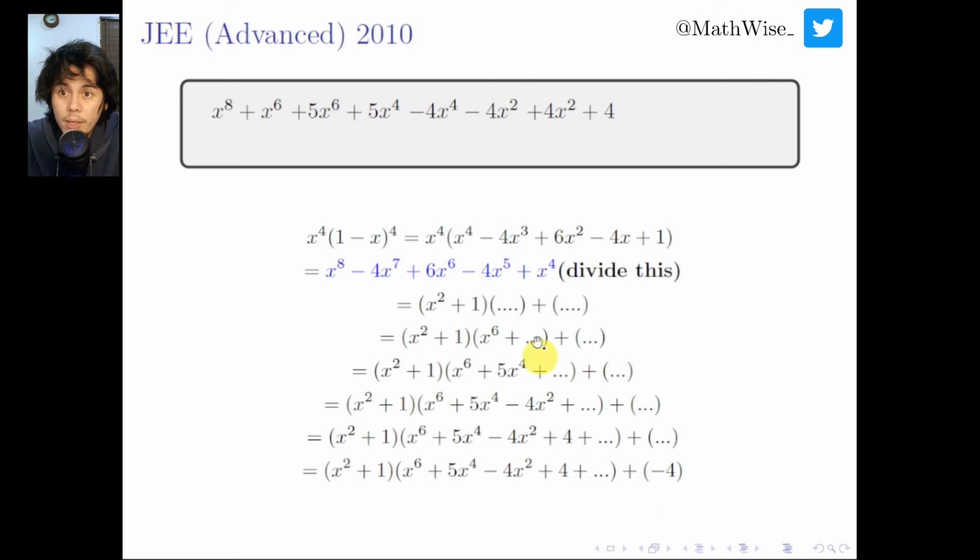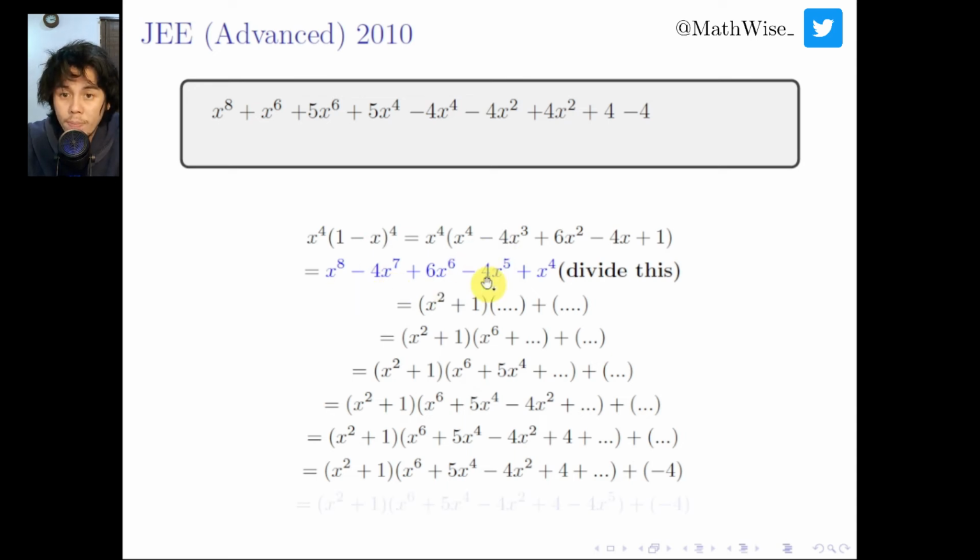And now we already have x power of 8 here, and then we have 6 times x power of 6 here also, and x power of 4 we also have here, 5x power of 4 minus 4x power of 4. Okay, let me write this out first. I just add minus 4 here, right? So all of this is cancelled. Now it is left to find the minus 4x power of 7 and minus 4x power of 5.